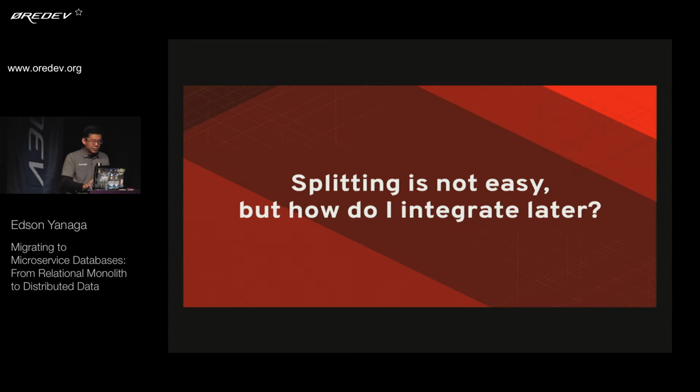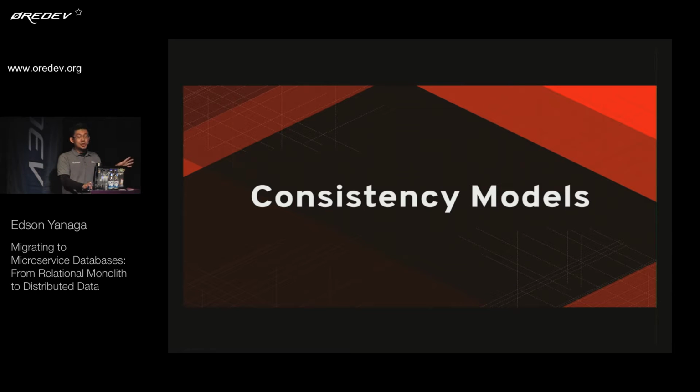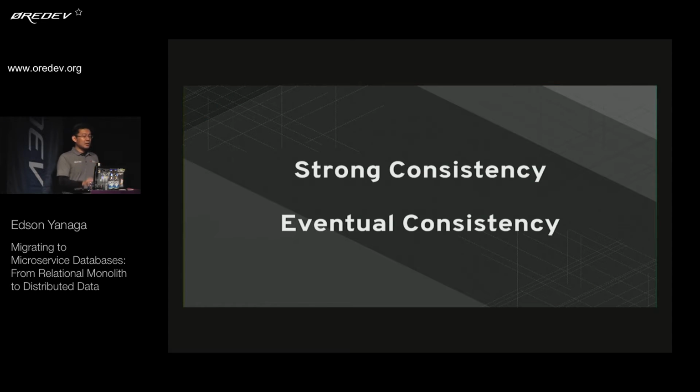And before I dig into all of the possible models, which are 9 different ones, I'll have to explain to you very quickly a bit of consistency models, which again is an oversimplification of the concept, but it's just for you to understand what I'm going to explain next. So I'm just going to pick 2 different consistency models, strong consistency and eventual consistency.